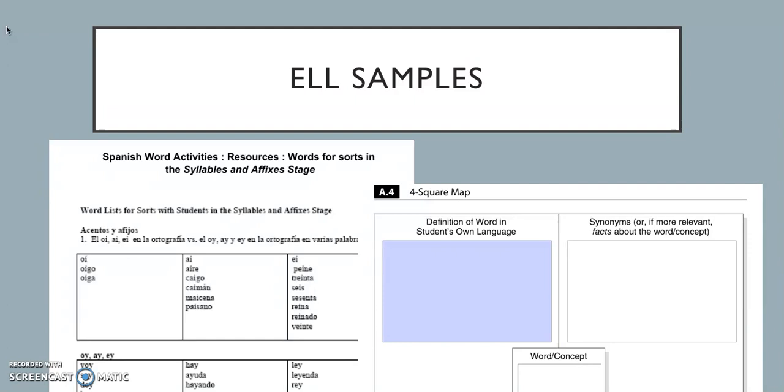I also thought it was really neat that on your PD tool, you'll find that there are even Spanish word activities to use with those kids who maybe aren't ready to sort the English-based language words, but they can still learn the skill in their native language.